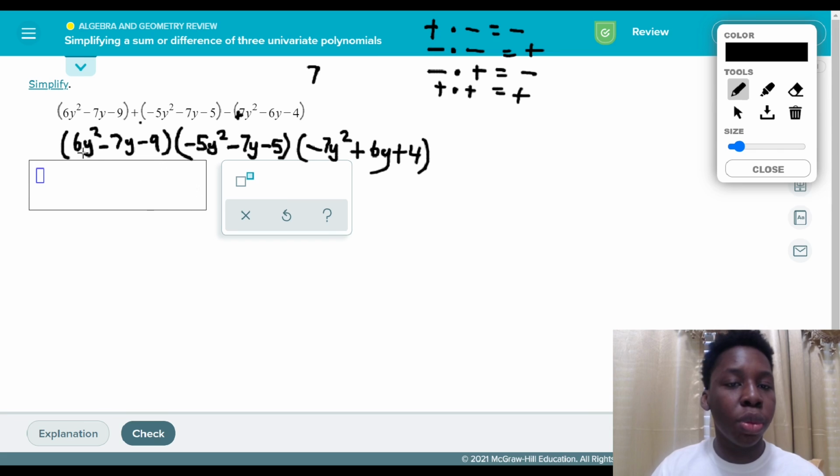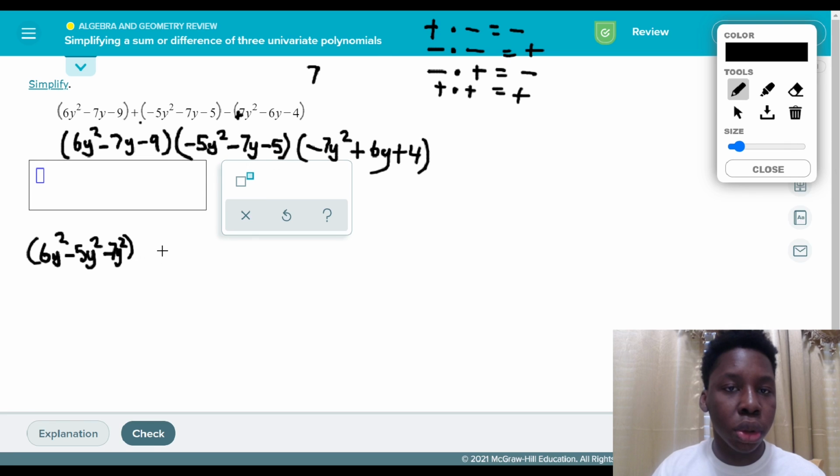Now we have to group the ones with y squared, the ones with y, and the ones that have normal numbers. One way to do that is you just make a big bracket like this, and then fill out what you've done in here into here. So let's start with the y squared. This is the 6y squared, minus 5y squared, minus 7y squared.